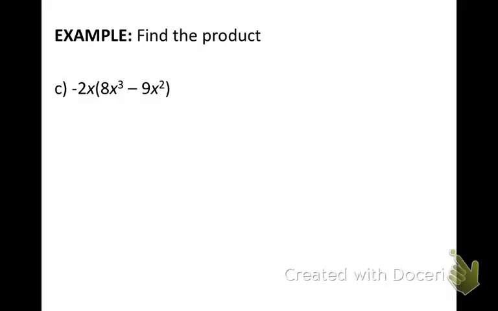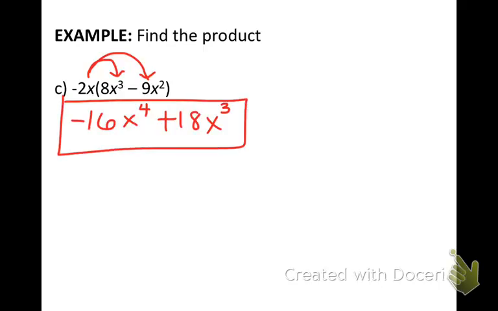What about a monomial times a binomial? So negative 2x. So we have a linear monomial times a cubic binomial. So here we're going to use that distributive property. So we're going to take the negative 2x and we're going to multiply it by 8x to the third. So negative 2 times 8 becomes negative 16, x times x to the third, x to the fourth. Negative 2 times a negative 9 would be positive 18, good. And then x to the third. Done.